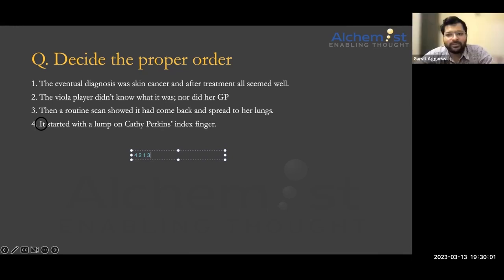और वो part first sentence में लिखा हुआ है. The diagnosis was skin cancer, and after it, all seemed well. But it came back and spread to the lungs. So 4213 is the perfectly right answer. Any questions or doubts in this?